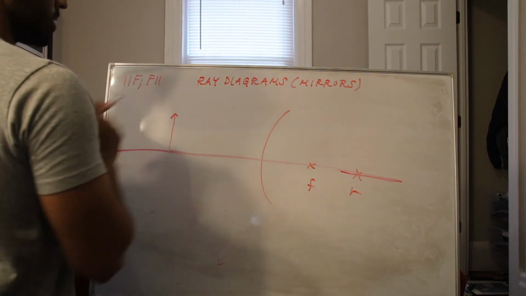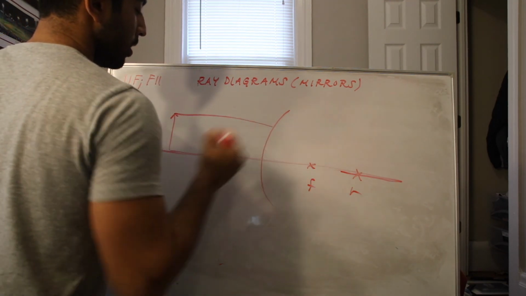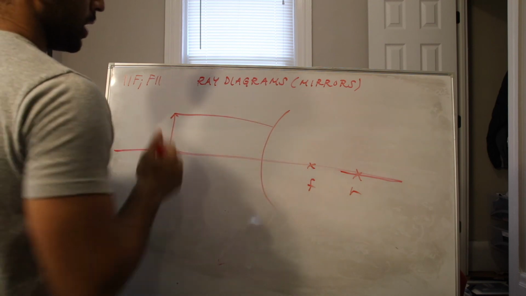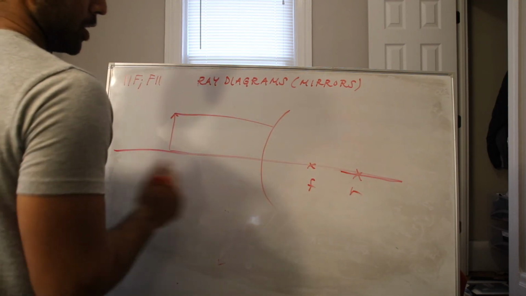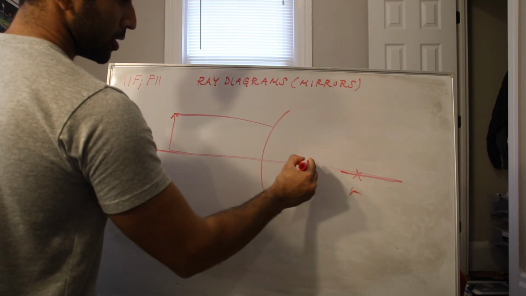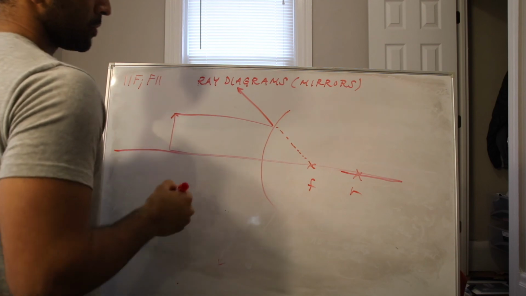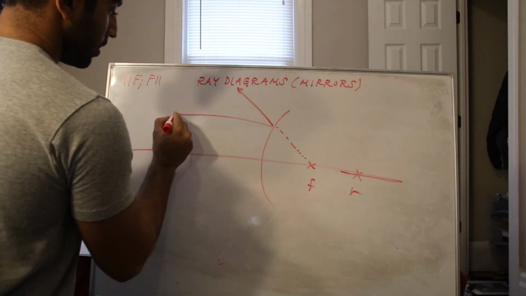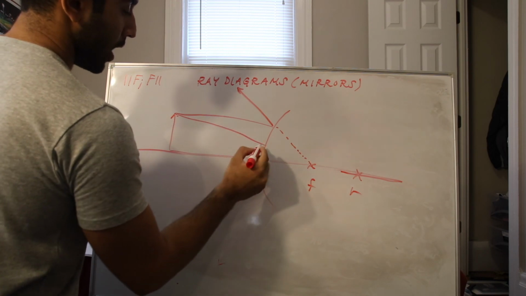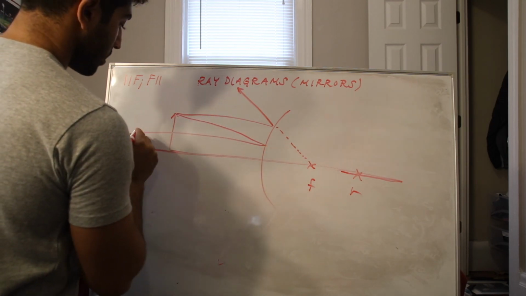So we'll follow the same rules, parallel F, F parallel. So we go parallel, and we know this is a mirror, so the light ray will bounce back. So where does it bounce back? Parallel F, it'll bounce back as if the light ray was coming from F. Now we do F parallel. So we draw a line towards F, and how will it bounce back? It'll bounce back parallel, F parallel, parallel to the principal axis.